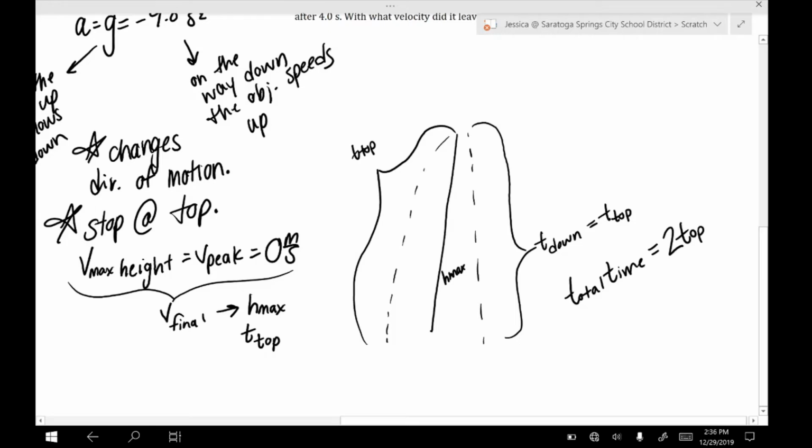Now, that symmetry also applies to the velocity. So if we are launched upwards with a speed v, then just before we hit the ground, we will have a downwards velocity of the same magnitude as our original upwards velocity, assuming we land on the same plane. The only difference is that the ending one will be negative because the object is traveling downwards.